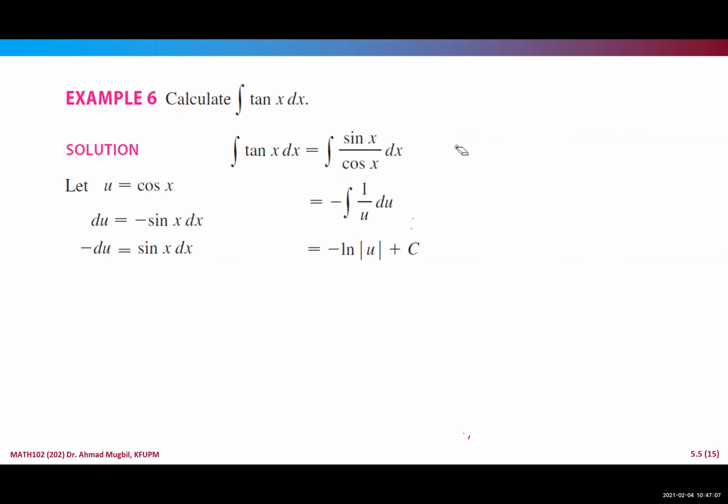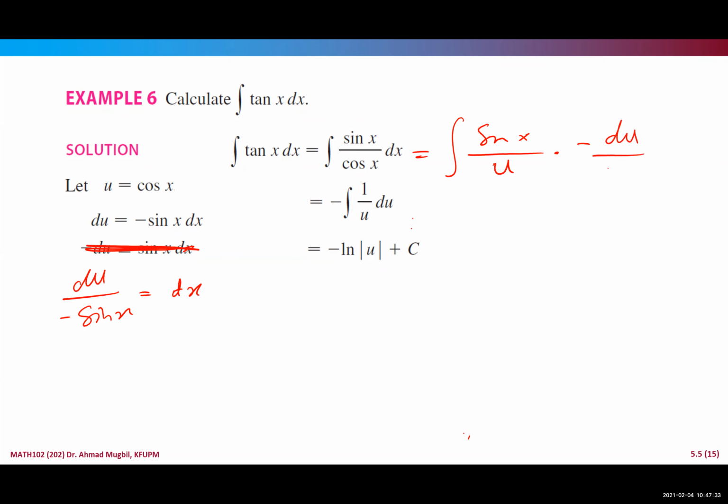For me, I prefer to do it this way. Look what I will do. I will put u equals cosine x. Du is negative sine x dx. So dx will be what? Dx will be du over negative sine x. I will come here and say sine x over u, and here dx is just negative du over sine x. Now this will be cancelled with this. The negative will go out, and the integral will be 1 over u du. And you know what is the integral of 1 over u? It is ln the absolute value of u.